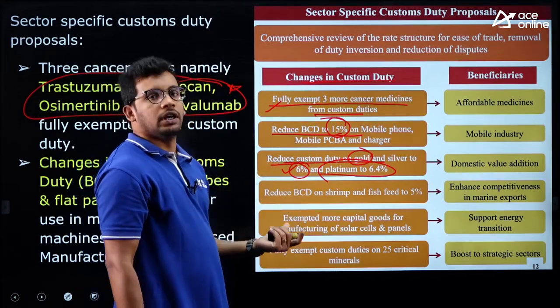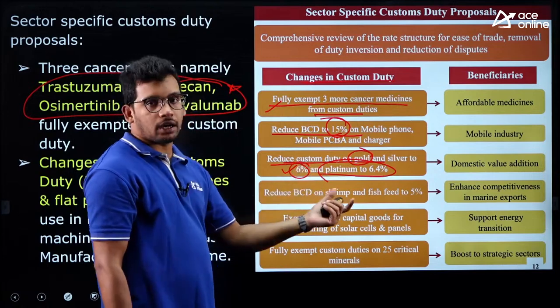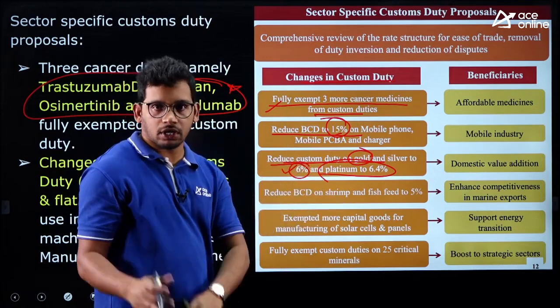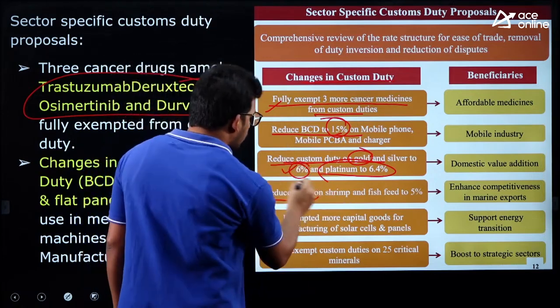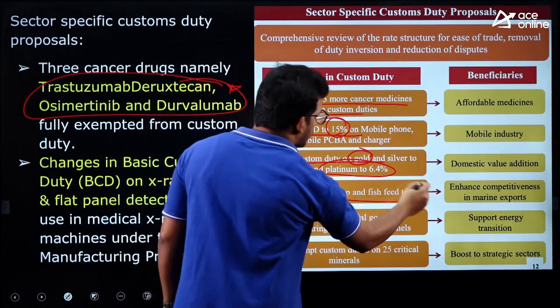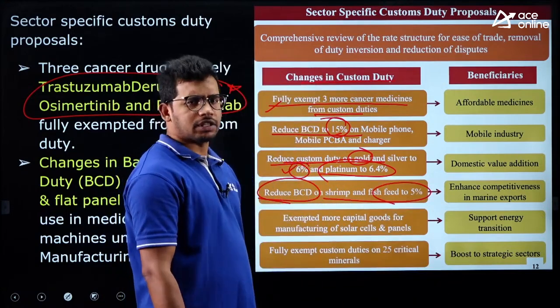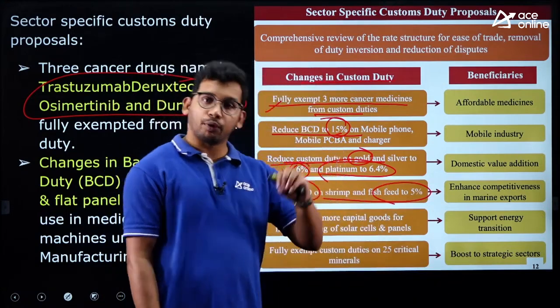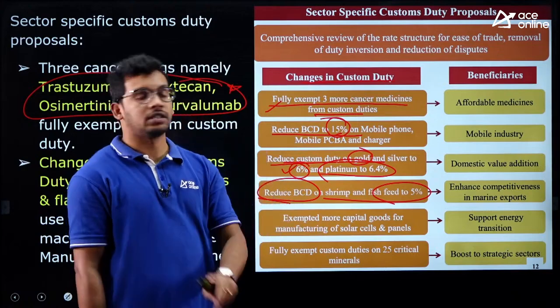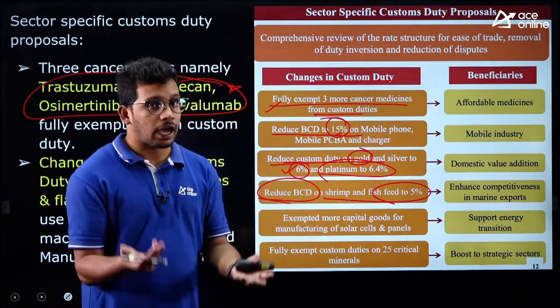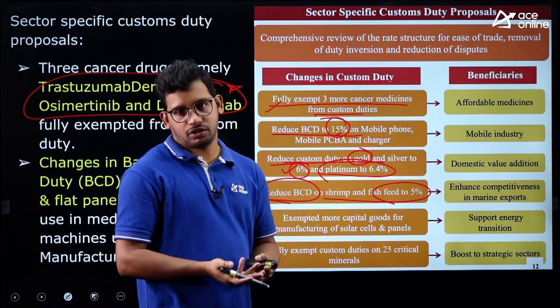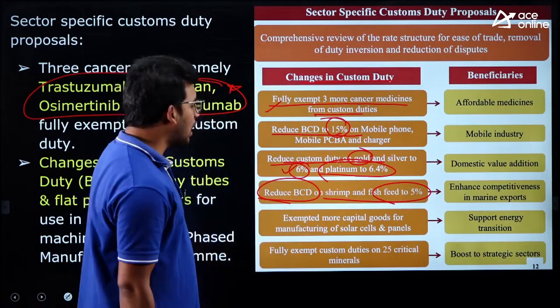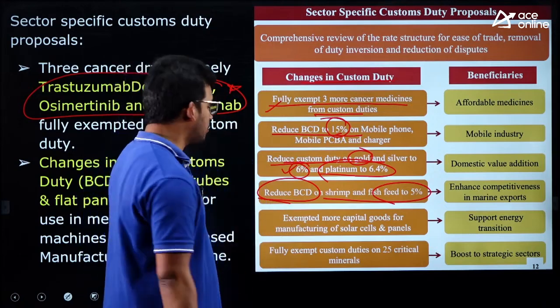This means the cost of gold and platinum is going to decrease as they have reduced the custom duties. Reduce basic custom duty on shrimp and fish feed to 5%. Earlier it was 10% or something. Now import of shrimps and fishes from other countries will also get reduced. So you can have foreign fishes in your dish, right. Just kidding, you can have more food of Indian fish, fine.